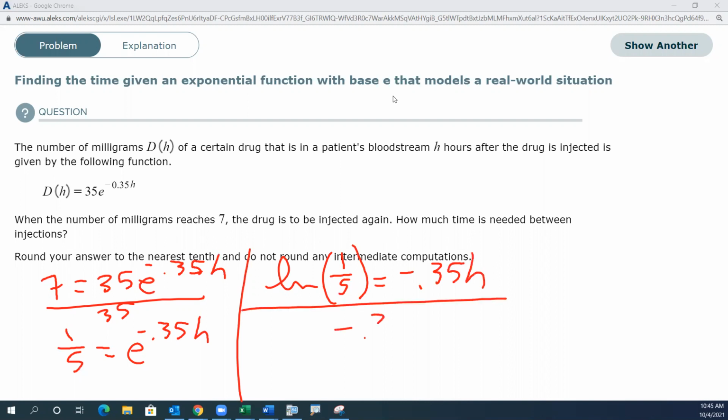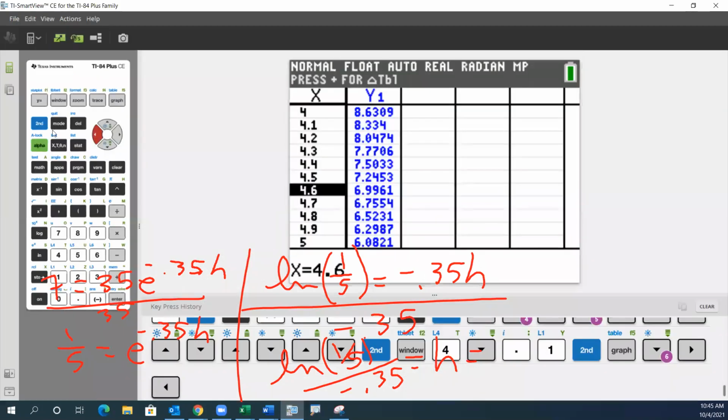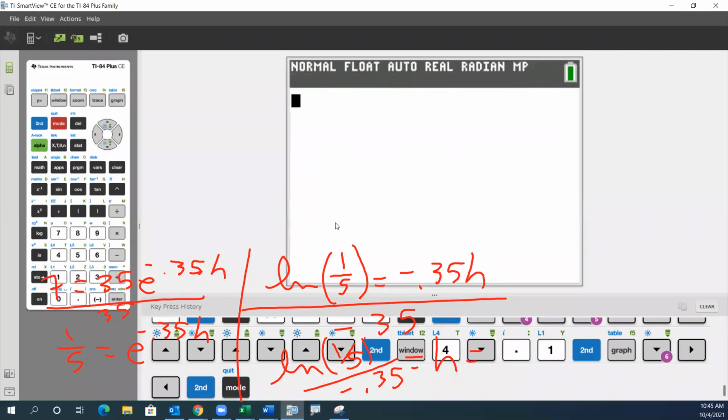And we divide both sides by negative 3.5. And I get ln of 1/5 over negative 0.35 is h. And now it's party time. I get to go, and I already know my answer should be about 4.6, maybe 4.58. I don't know. All right, so we'll go ln of 1/5.